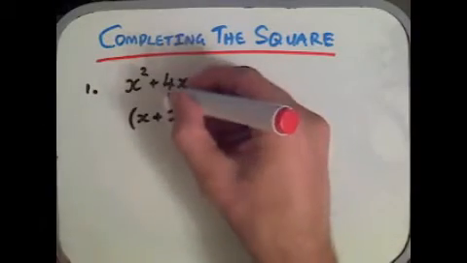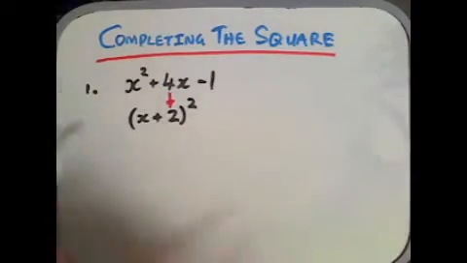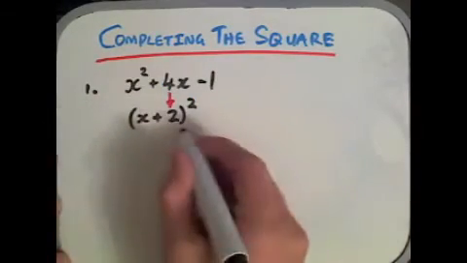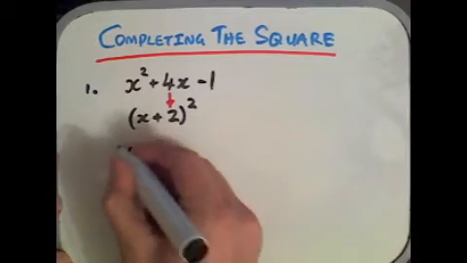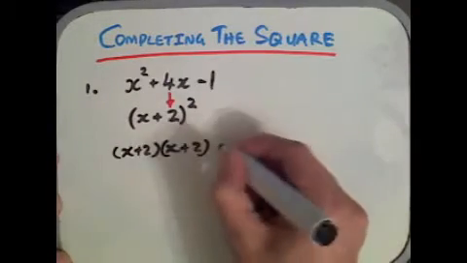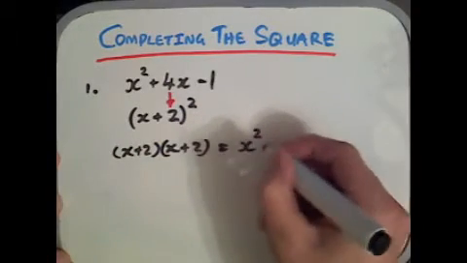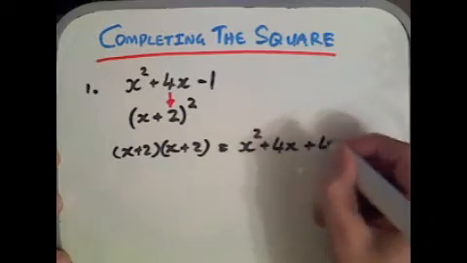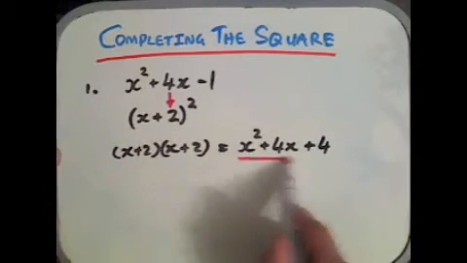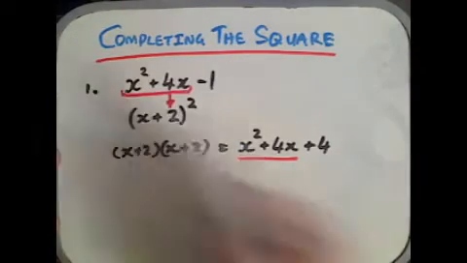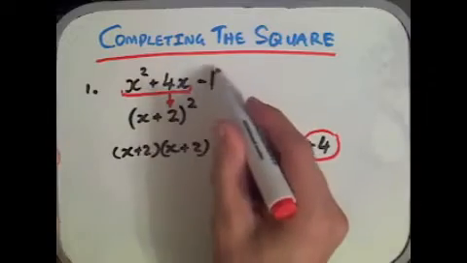We want to get the perfect square, so we halve that 4 to get that 2 there. Put it in brackets to the power of 2. Now let's look at expanding this out just to see what we get. So we get x squared plus 4x plus 4. Now, what we want is the x squared plus 4x, which is great, we've got that, but we've also got this plus 4 on the end.